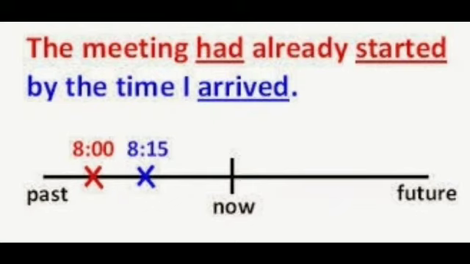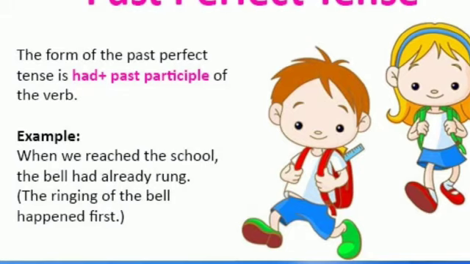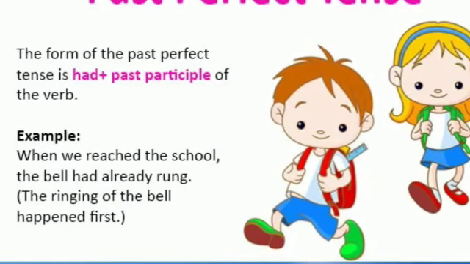Now let us understand it with this example. Here it is written, the meeting had already started by the time I arrived. Now two actions are there. The meeting started and I arrived. So here on the timeline you can see at 8 o'clock the meeting started and at 8:15 I came. So here you can see that one action was completed and after that another action started and that was also completed.